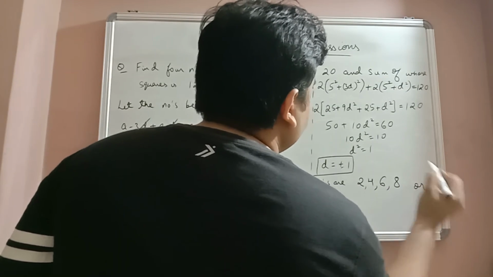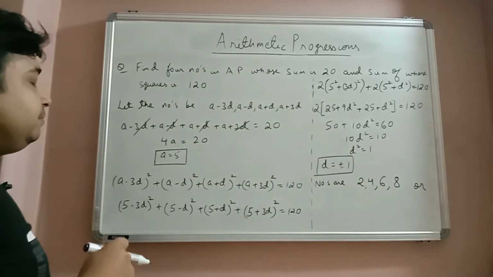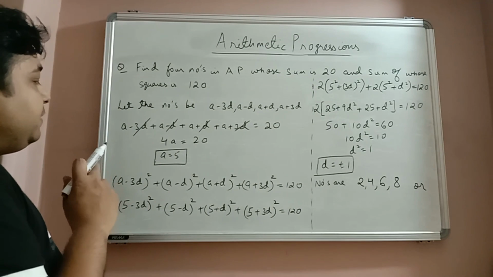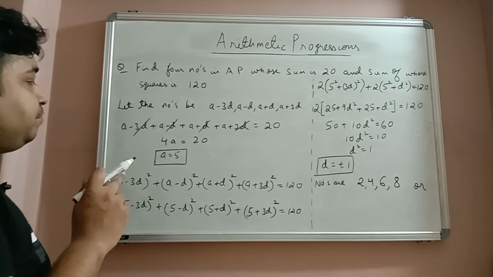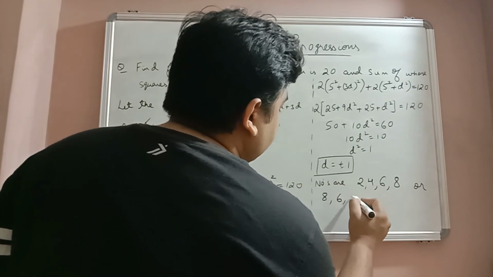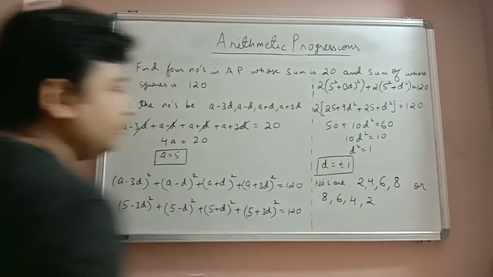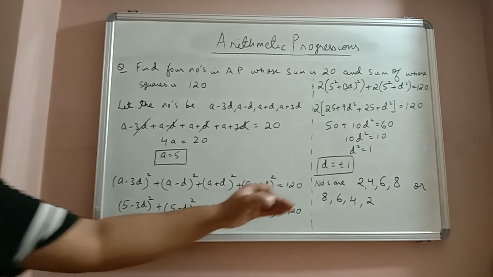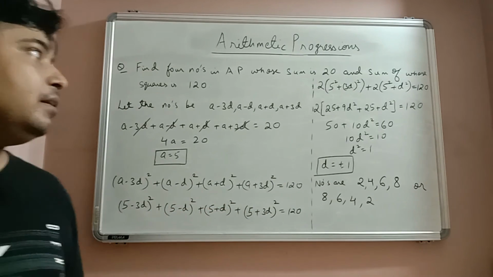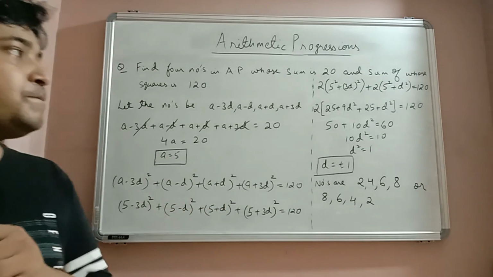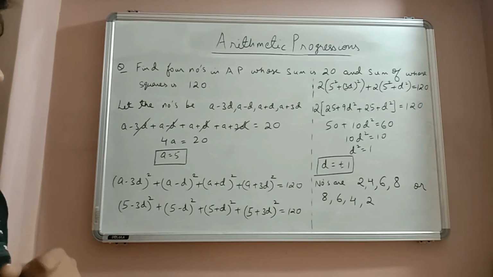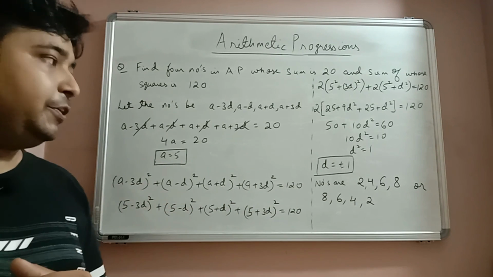Or the numbers will be, taking d equals to minus 1, 5 plus 3 is 8, 6, 4, 2. So the numbers are either 2, 4, 6, 8 or 8, 6, 4, 2. I hope this is clear to everyone. You may note down the solution by pausing the video.